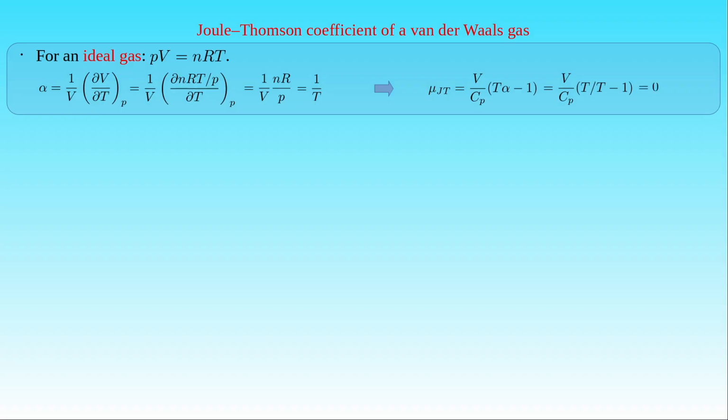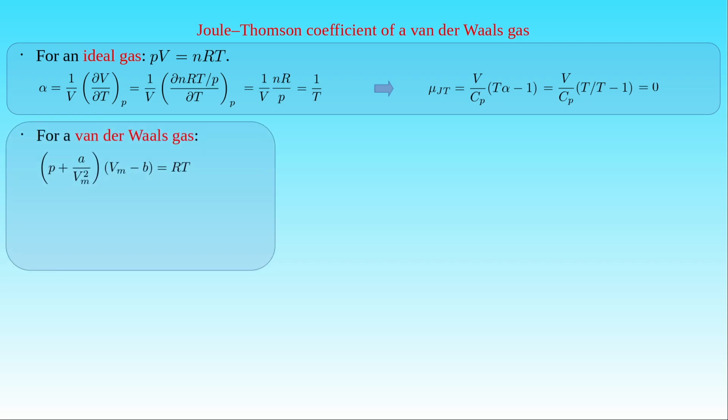For a van der Waals gas, the equation of state tells us that the sum of the pressure P of the gas and its pressure correction constant A over the square of its molar volume Vm, times the difference between Vm and the volume correction constant B of the gas, is equal to the gas constant R times the temperature T of the gas. The left-hand side of the equation of state can be written as P times Vm, minus P times B, plus A over Vm, minus A times B over Vm squared.